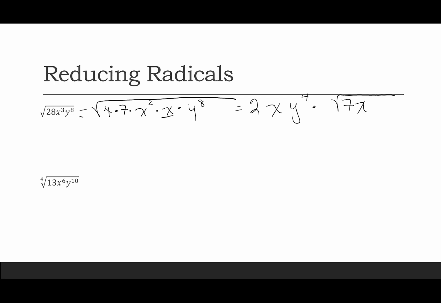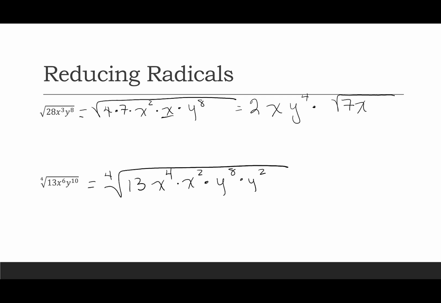When I look at the 4th root of 13x to the 6th, y to the 10th, I need to remember to concentrate on that index of 4 to help me in breaking up the factors. I have the 4th root. 13 is prime, I can't break it apart. But when I look at x to the 6th, that's x to the 4th times x squared. When I look at y to the 10th, that's y to the 8th times y squared. So I'm breaking it apart by multiples of 4.